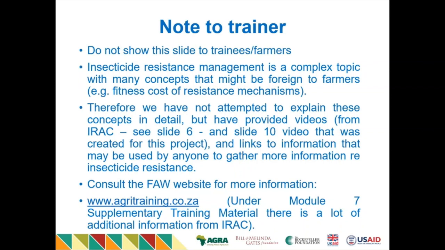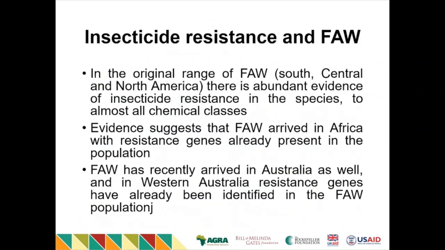Some of these materials we will show in the next couple of slides. Let's talk a little bit about insecticide resistance specifically in fall armyworm. In the original range where fall armyworm was found, in other words, South, Central and North America, there is abundant evidence of insecticide resistance in the species and to almost all chemical classes that are available for its control.